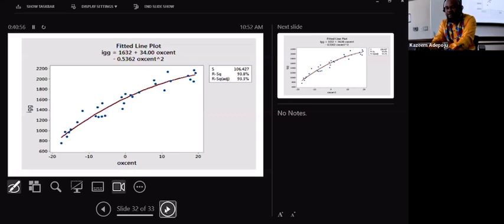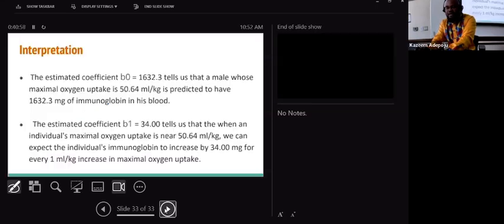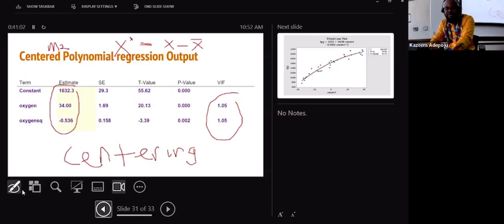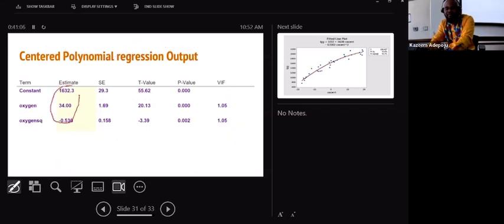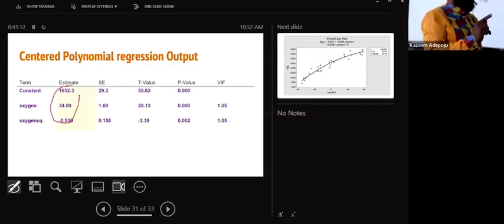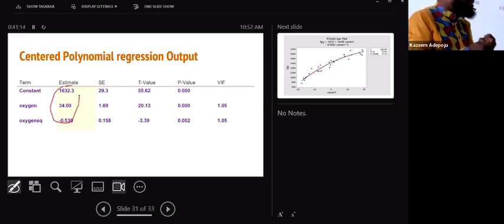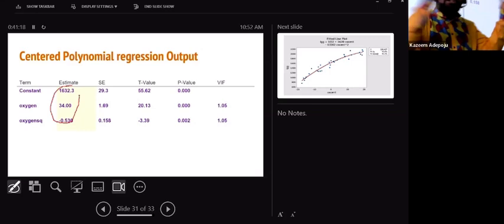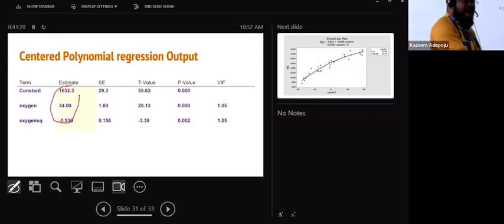Now, how do we interpret what we got? For instance, we want to interpret this guy. But let me tell you this: after centering, the way we interpret is different. The way we interpret the intercept is different. The way we interpreted the intercept before was the value of y when x equals 0. We're not going to say that here because we have centered.